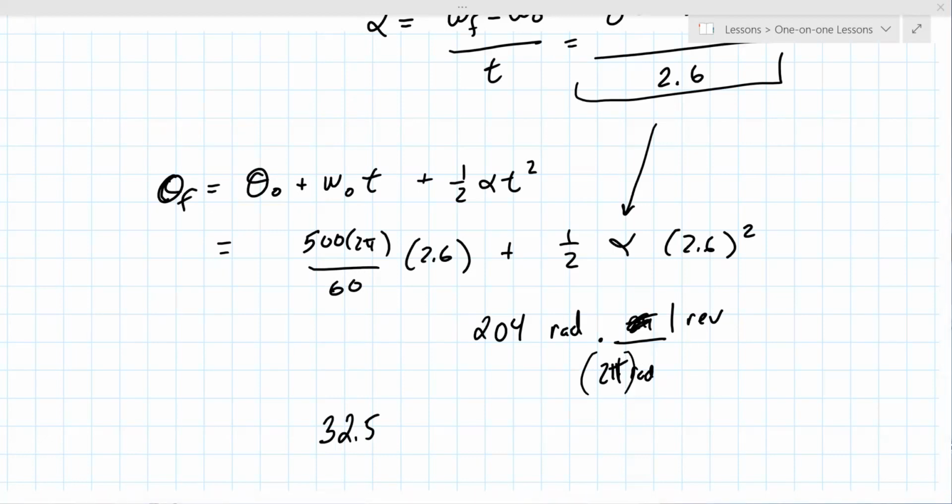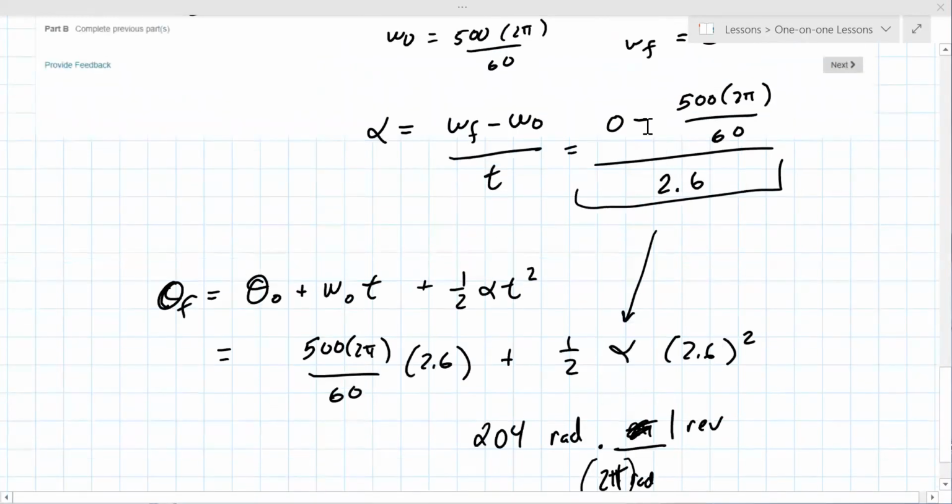Oh yeah. That is incorrect. When I got my answer, I got negative 324 for the top because of that 502 pi divided by 60 times 2.6. Oh wait, no, okay, I see what I did wrong there. I have the wrong alpha because I didn't put a negative in. Oh, I get 596.